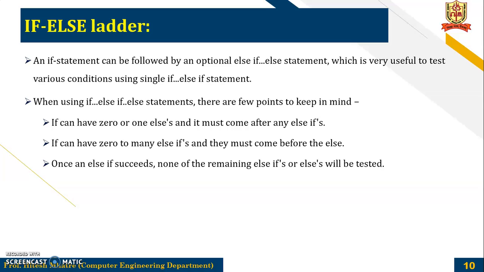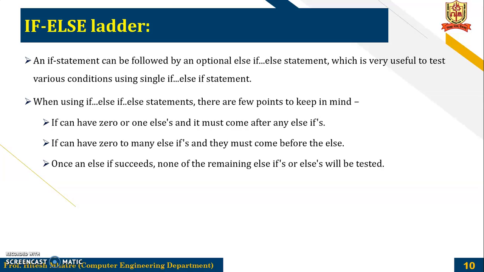So if you are using an if condition, it can have 0 else or it can have 1 else, but it will always come after the if. An if can have 0 to many else if, but they must come before the else. So in between you can have many else if statements, but they should come before the else. Once an else if succeeds, none of the remaining else if or else will be tested.